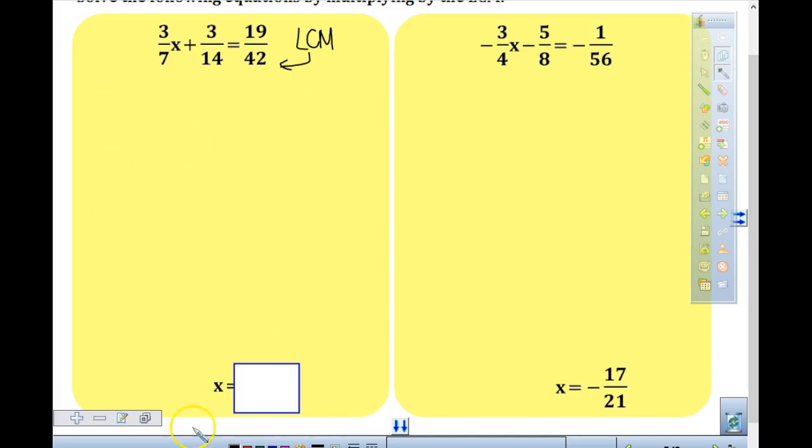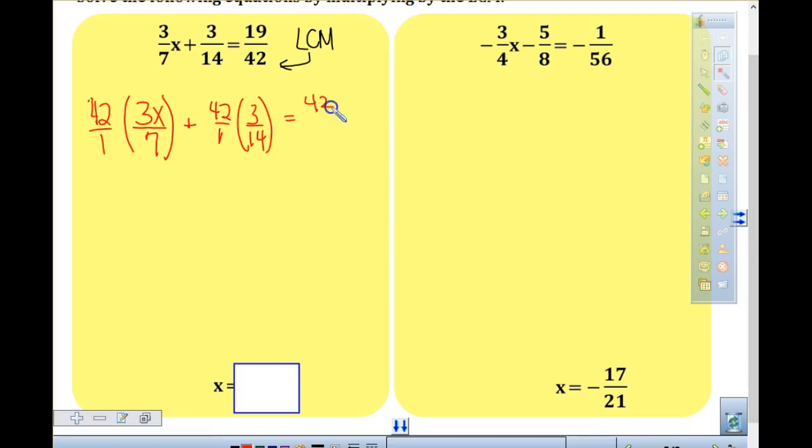So if we're going to do that multiplication, right? So, you ready to tell me what we are going to have? 42 over 1 times what? 3, what am I doing with this x? So 3x, keep telling me what to write down, plus. Okay, write it at the same time as you're telling me. One more time, and then I'm going to put what? 42 over 1. Times 19 over 42, nice job.